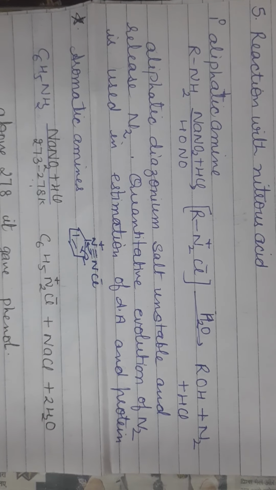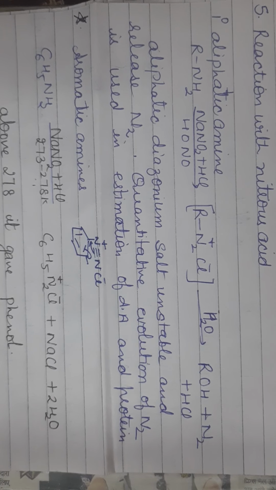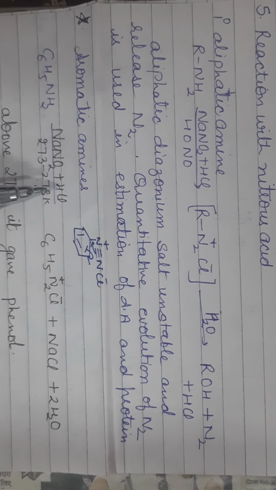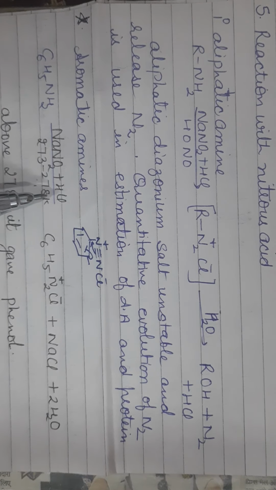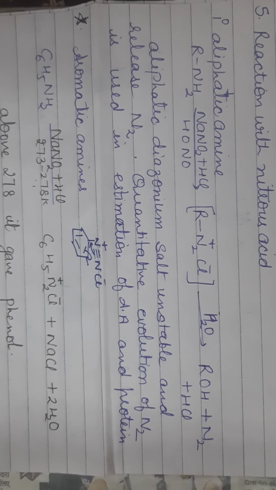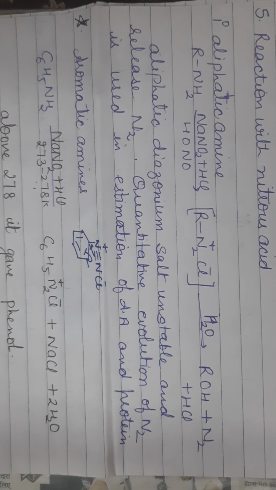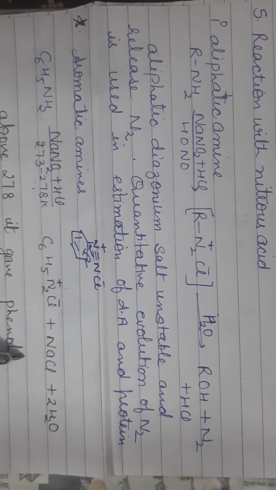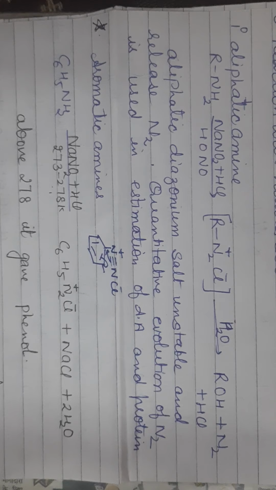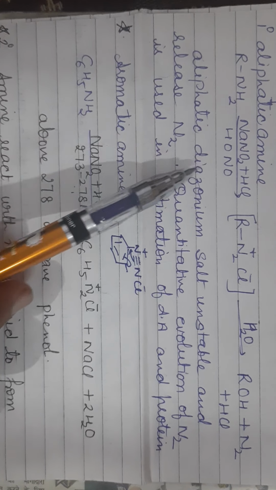But in aromatic primary amines, that is aniline, on reaction with sodium nitrite in the presence of HCl at 273 to 278 Kelvin temperature, it forms nitrous acid, which reacts with aniline and gives diazonium salt, which is stable due to resonance. Now next question is, this is about primary amine.